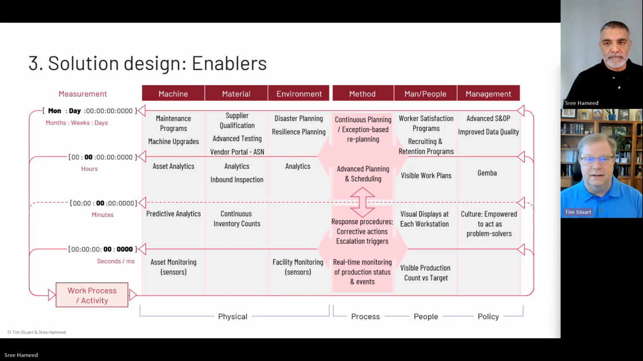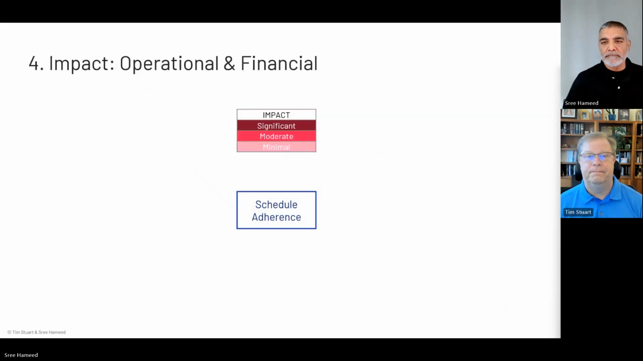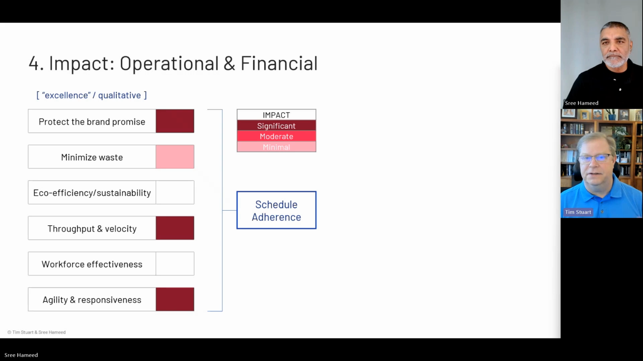So with all that said, let's move on to the final section on operational and financial impact. Keep in mind, the financial justification we show is focused only on the method-related enablers and not really for the machine, materials, environment, or people.